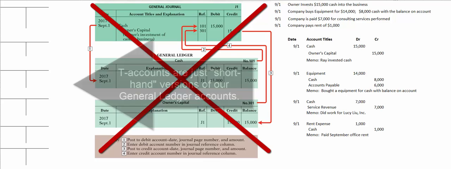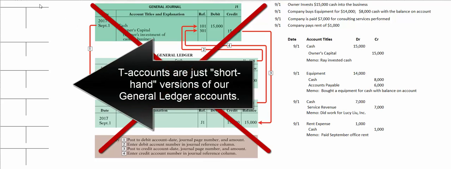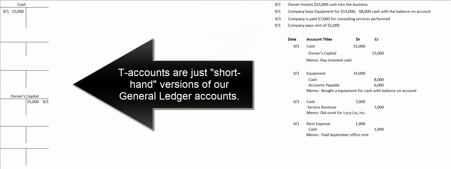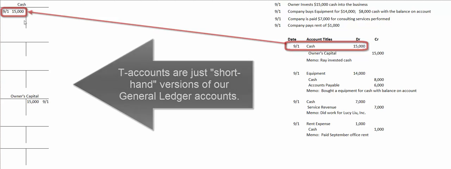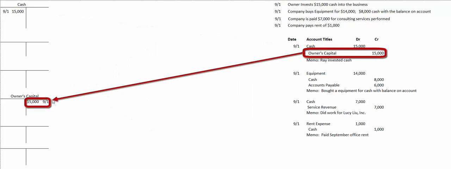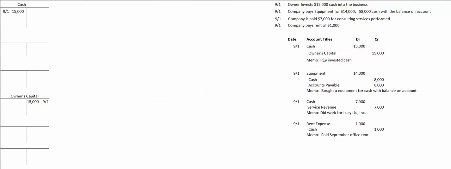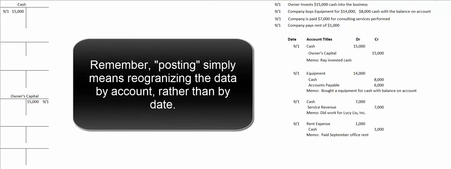So T accounts are just representations. This will be cash, this will be equipment, this will be the debits, this will be the credits, and to calculate the balance, we'll just offset the debits against the credits. So for example, when we post this first journal entry here, we debit cash for $15,000. Remember, debit means left. And we credit owner's capital, credit means right, for $15,000. We stick a little date out there, and then we do the same for all these other transactions.